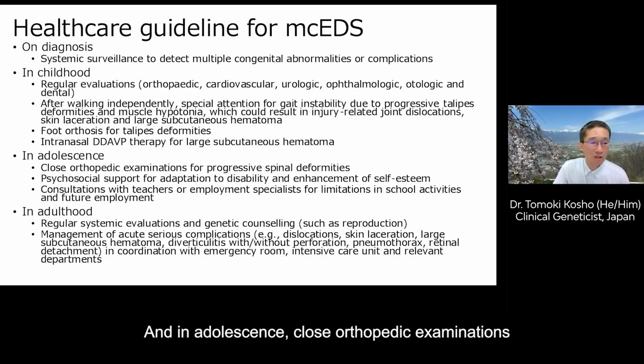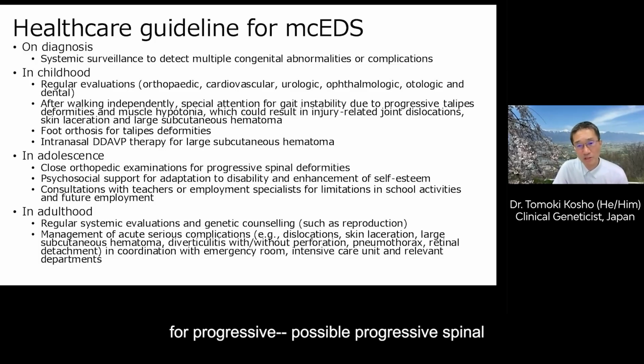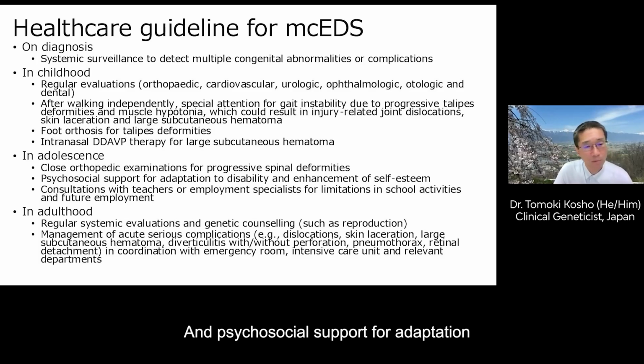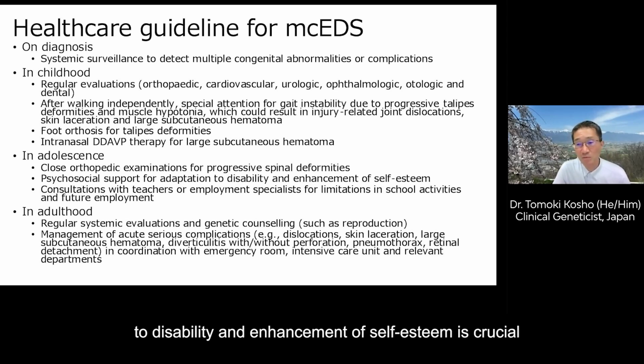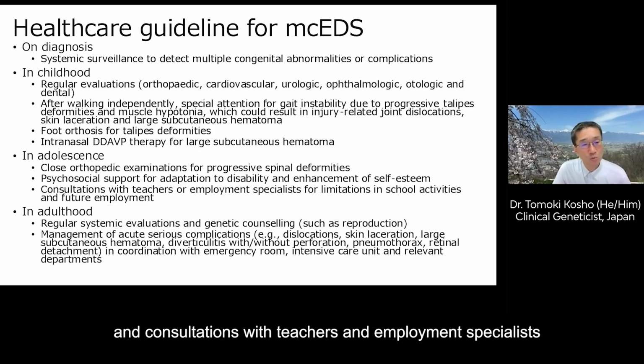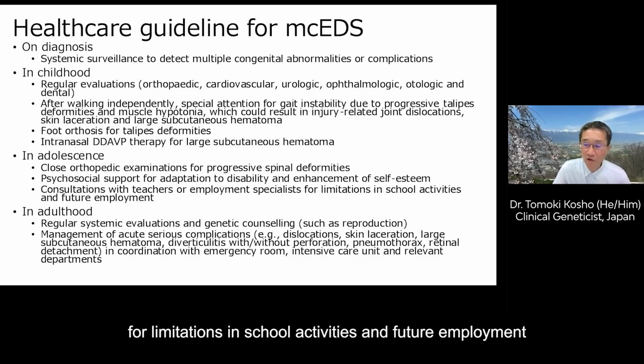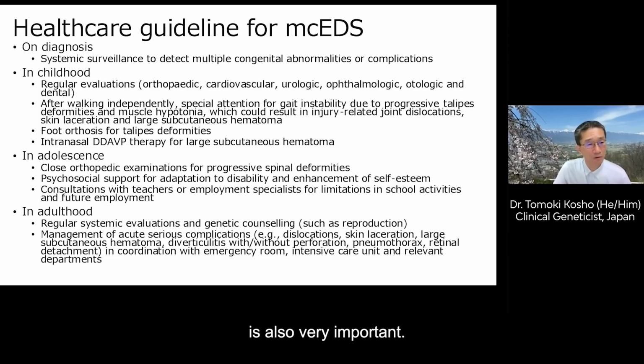And in adolescents, close orthopedic examinations for possible progressive spinal deformities are required, and wrist, not upper arm, sphygmomanometer is also recommended, because the measurement in the upper arm is very, very painful for these patients. And psychosocial support for adaptation to disability and enhancement of self-esteem is crucial, and consultations with teachers and employment specialists for limitations in school activities and future employment is also very important.